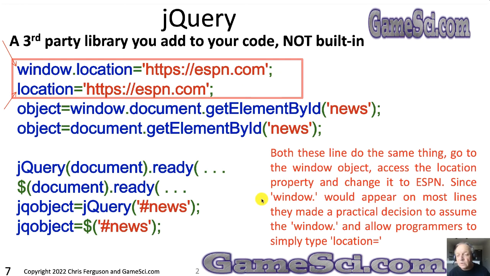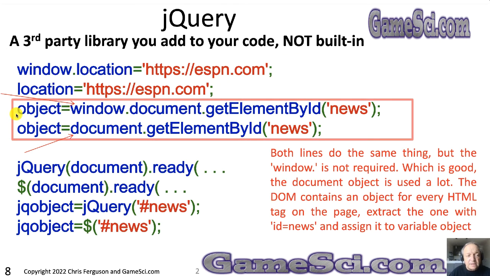Since window dot would appear on most lines, JavaScript made a practical decision to assume the window dot and allow programmers to type the shorter versions location equals instead of window dot location equals. It's convenient. I can type less code and get the same result. Let's do it a second time.